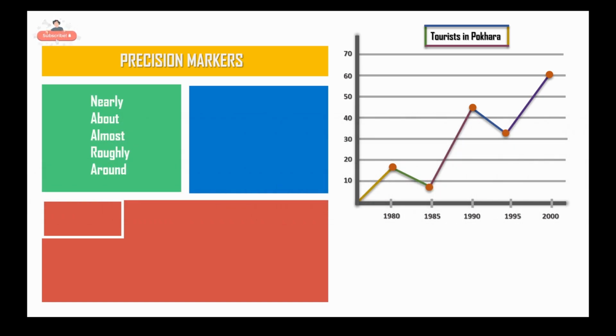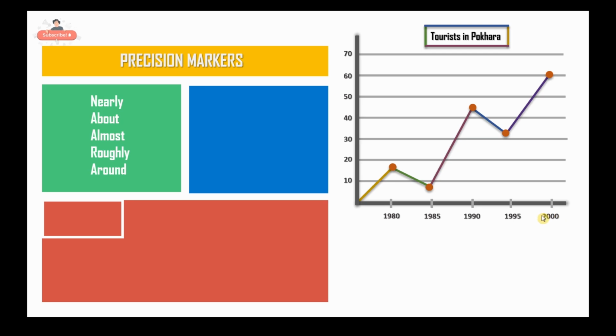So what's a precision marker? Precision markers are the words that illustrate how precise the data are. Now you need to be very careful when you listen to this, because I want you to understand the entire concept. Okay, so precision markers are the words that illustrate how precise the data are. Let's look at the line graph now.